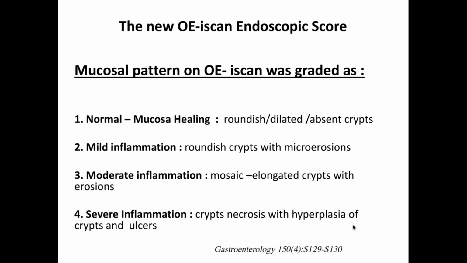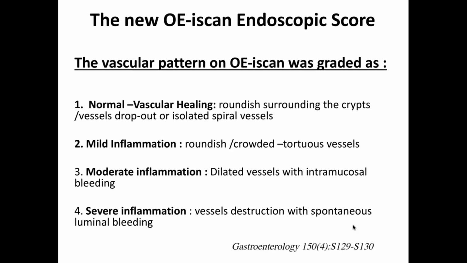And we have defined the mucosal pattern in mucosal healing: roundish, dilated; mild inflammation, mosaic and roundish crypts with microerosion; moderate inflammation with mosaic elongated erosion; severe inflammation with crypt necrosis, hyperplasia of crypts and ulcers. And the vascular pattern, roundish surrounding the crypts, is a normal vascular healing.